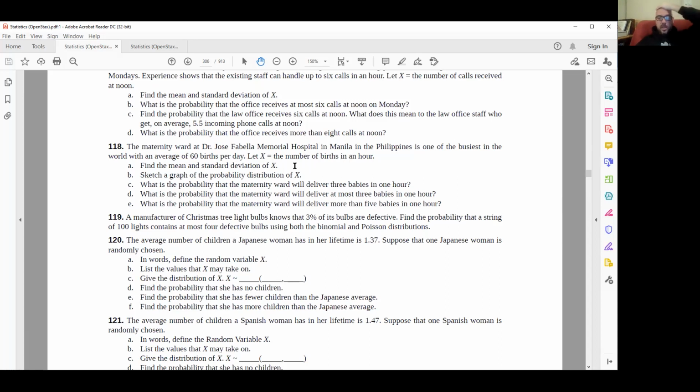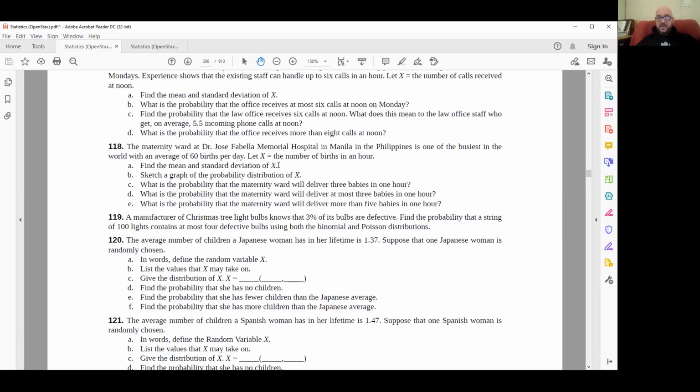So here we're looking at Poisson, right? This is the number of things in a fixed time and/or space, the number of occurrences. So occurrences are births, and the fixed time and/or space is the maternity ward at Dr. Jose Fabella Memorial Hospital, and the time is an hour. So find the mean and standard deviation of X.